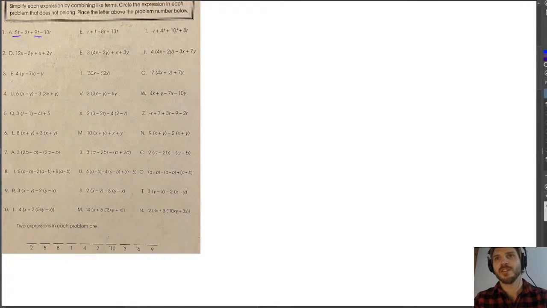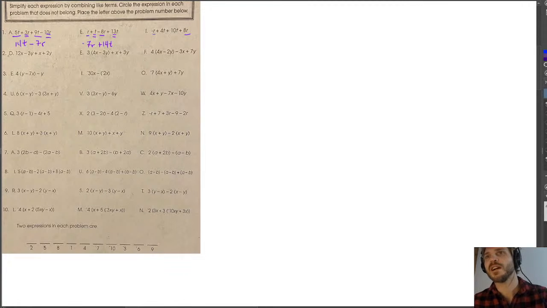So 5t plus 9t is 14t. 3r minus 10r is negative 7r. Let's see. T plus 13t. Maybe I should do it alphabetical, so let's do r first. R minus 8r is negative 7r. T plus 13t is plus 14t.